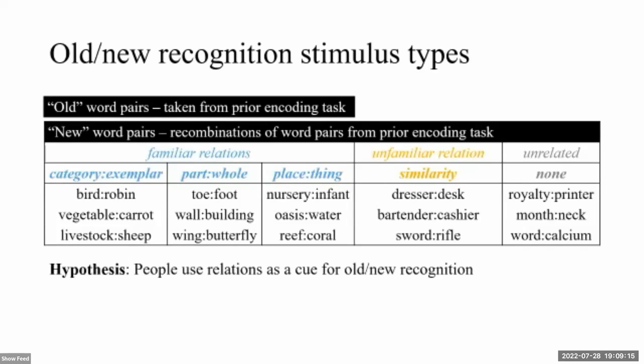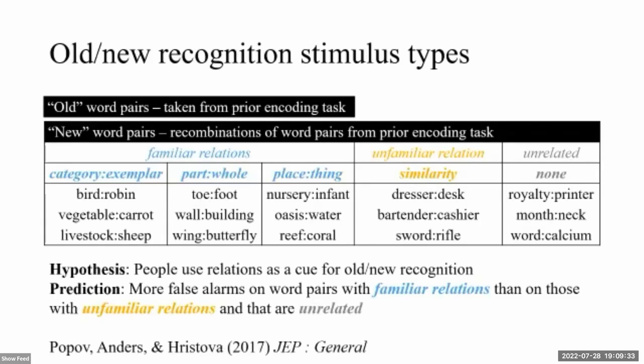And so for this task, we had this hypothesis that people would use relations as a cue for old new recognition, which involves the assumption that people are representing the word pairs during the encoding task in terms of the relation concepts that these word pairs fall under. So the prediction would be that more false alarms would be had on word pairs with familiar relations than those involving unfamiliar relations and those that are unrelated. And this is the same hypothesis that Van Popov and his colleagues tested in their paper. That was the model for this task.